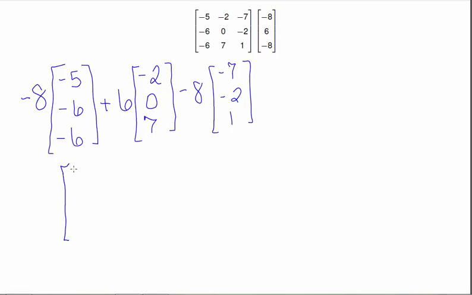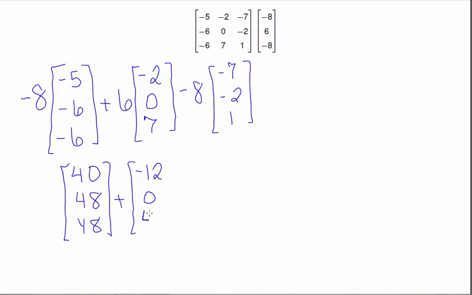So -8 times -5 will be positive 40. -8 times -6 is 48. And then we have another 48. Plus 6 times -2 is -12, 6 times 0 is 0, and 6 times 7 is 42. Plus -8 times -7 is 56, -8 times -2 is 16, and then -8 times 1 is -8.